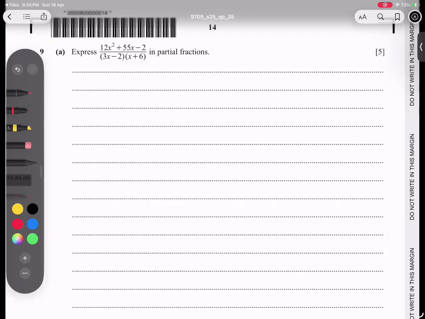Question number 9, partial fractions we have to do. First of all, I will just check what the highest power on top is: x squared. And x into x is also x squared. So when we have x squared over x squared, or the upper power is bigger than the denominator, like x to the power 4 over x squared, this is called an improper fraction.